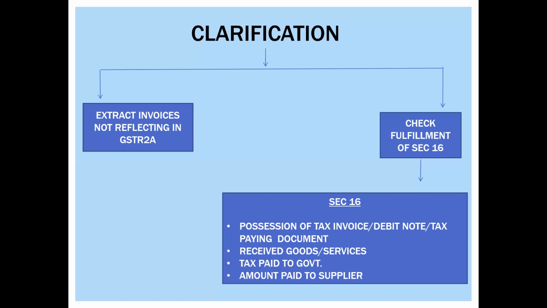The conditions laid down in section 16 are that ITC can be availed by a registered person on the invoices on satisfaction of certain conditions. These conditions are: he should be in possession of the tax invoice or the debit note or any other tax paying document. As a second condition, he has received the goods or services or both. He has made payment for the amount towards the value of such supply, plus he has also remitted the tax payable thereon to the supplier.